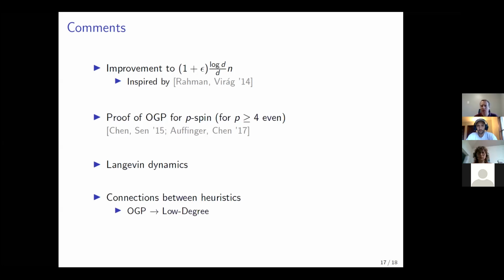And finally, I see this work as falling into a broader meta question about whether we can connect these different heuristics for hardness, things like low degree, sum of squares, overlap gap property, and so on. So this is establishing a connection between the overlap gap property and low degree polynomials.